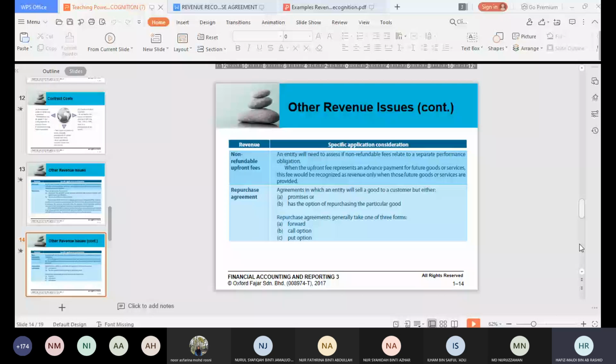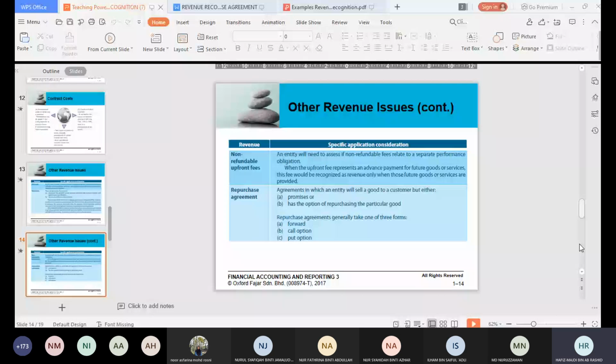If this relates to a separate performance obligation, then you need to look at what that separate performance obligation is. For example, you might ask for a down payment because you need to prepare the site before the equipment is delivered. This might be a separate obligation. Once you complete preparing the site, you can already recognize revenue from this advance payment, as it is separate from the delivery of the equipment. So that is with regard to non-refundable upfront fees.